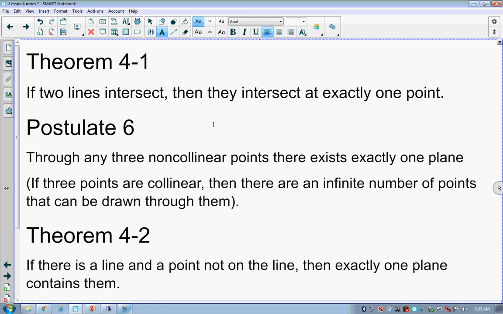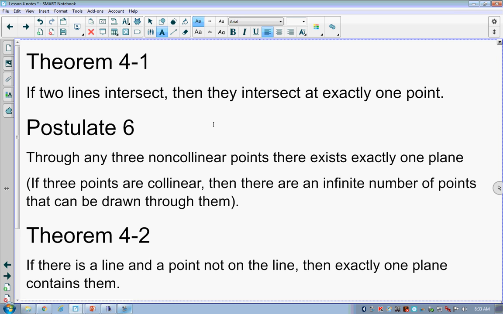Theorem 4-1. Okay, if 2 lines intersect, then they intersect at exactly 1 point. Is that new information to us? No, that was lesson 1, right? Where do 2 lines intersect? At exactly 1 point.